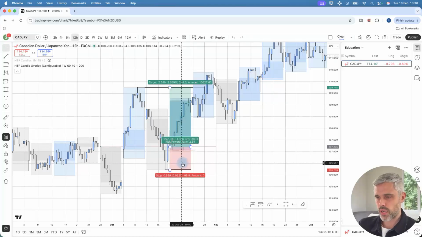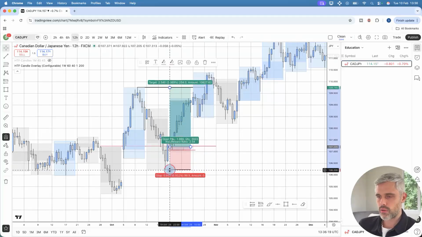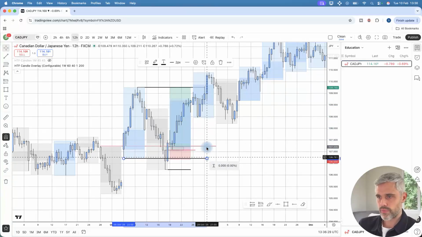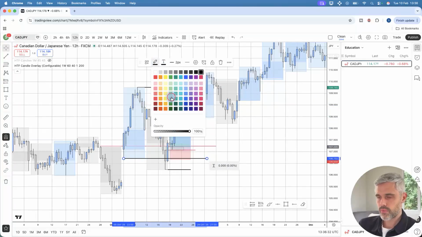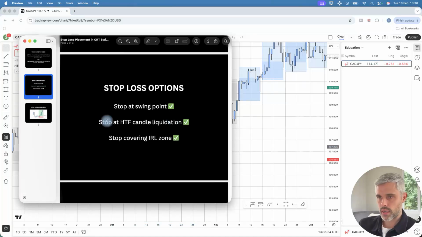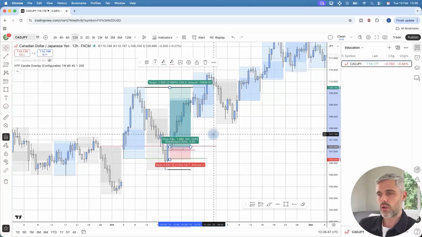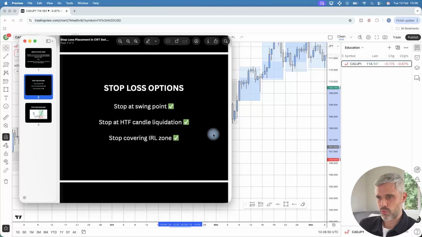So there isn't really a reason for price to retrace, which means in theory we can increase or decrease our stop loss, however you want to look at it, to just cover the candle liquidation, which is here. So that is the liquidation. And that's what I mean when I say stop at higher time frame candle liquidation. So in this case, you've now increased your risk to reward, exactly the same analysis, exactly the same entry, to a 4.64R. Okay, then we have another option, which is cover the IRL zone.